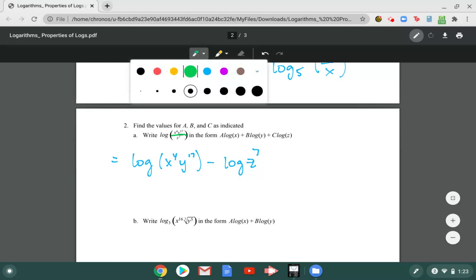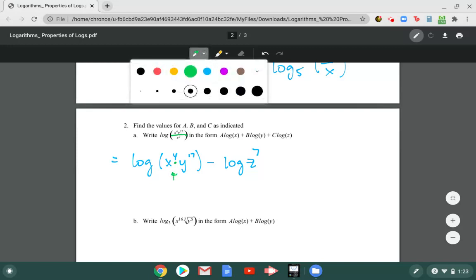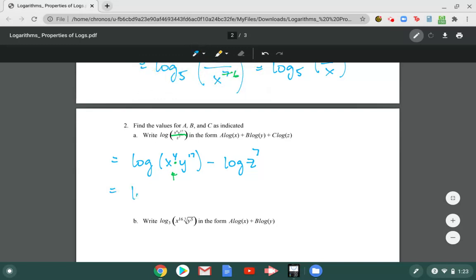Inside of the first logarithm, I've got a multiplication. So before I do anything with the powers, I've got one more, and that's going to be a sum of logarithms for that one. So that first one expands into two logarithms, log x to the fourth plus log y to the 17th minus log z.